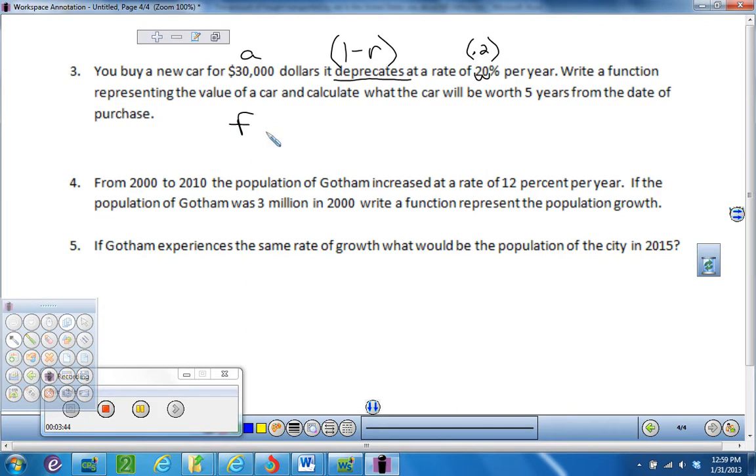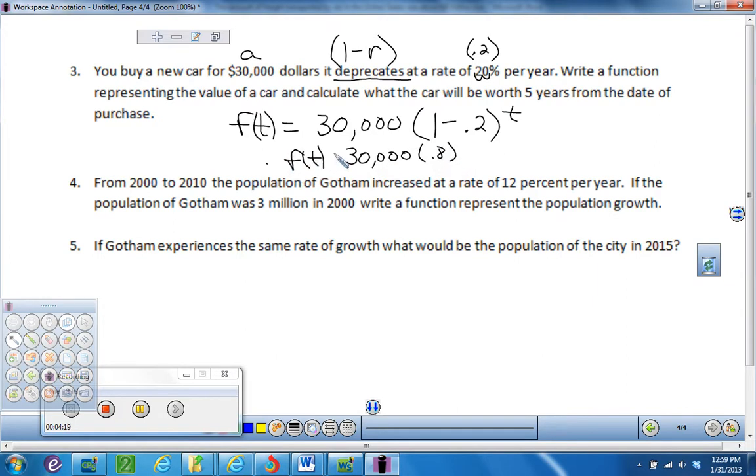So it says write a function. Now, we're actually looking for the value, but since I'm going to use t for the number of years, I'm just going to use f of t. Now, you could use y. Same difference. F of t just tells us that it is a function. Alright, but anyway. So f of t is going to be equal to $30,000, which is what we started out with, times 1 minus our rate, which is 0.2, to however many years. So $30,000 times 0.8 to the t value would be the function of this.